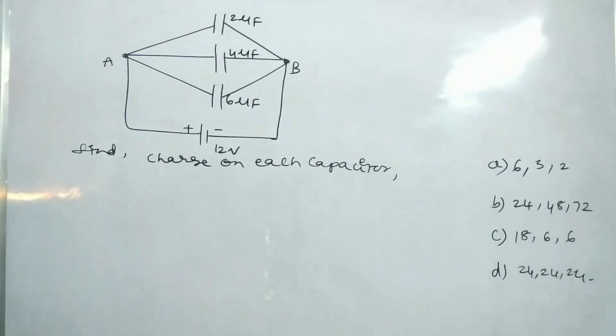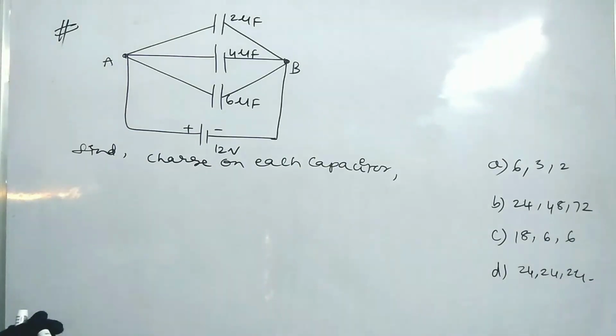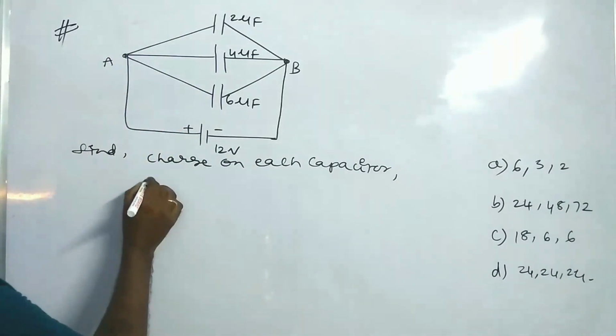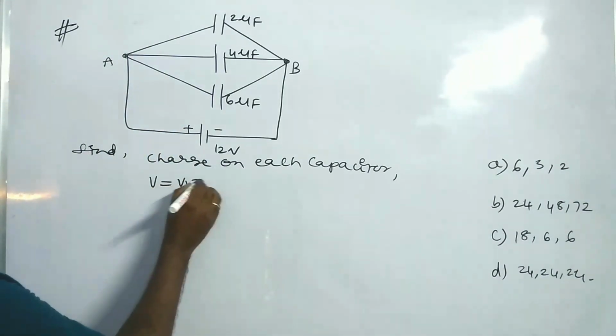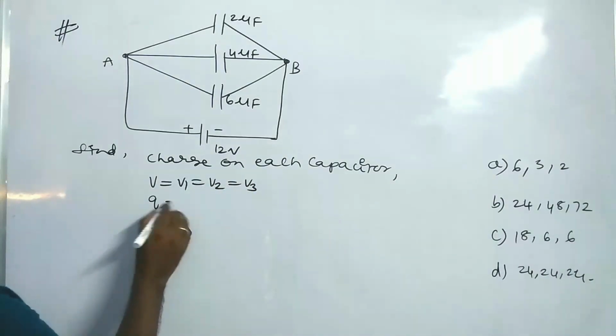So now let us find the charge on each capacitor here. How much is the charge on each capacitor, right? So this is the parallel combination of capacitors. Due to the parallel combination, the potential is the same here. In a parallel combination, potential is the same, but the charge is not the same.